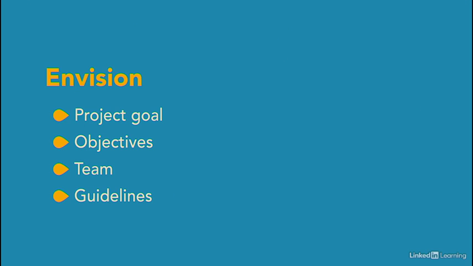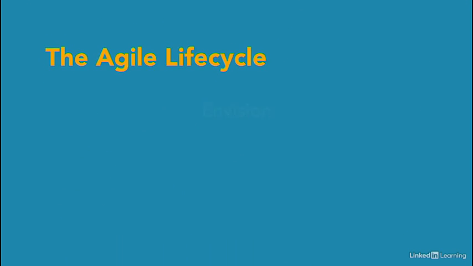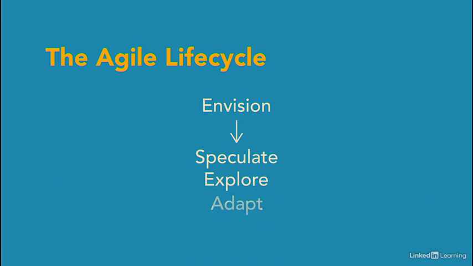Things like how the team works to solve problems, how you'll collaborate and communicate, what hours the team works. When envisioning is done, you'll have a project definition that spells out the project customer, goal, objectives, scope, and stakeholders. At this point in the life cycle, an agile project diverges from the waterfall approach.